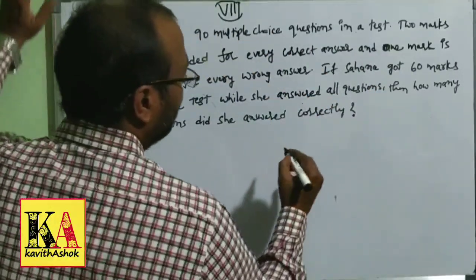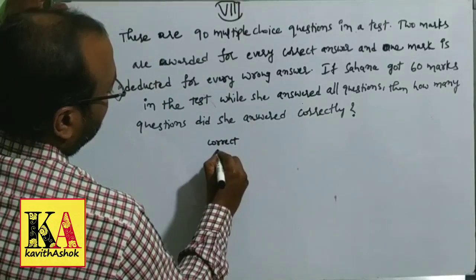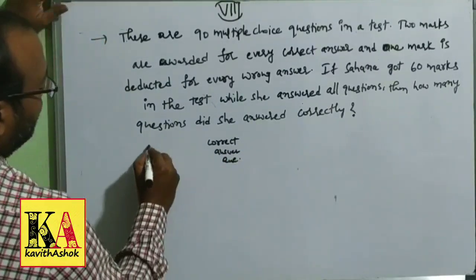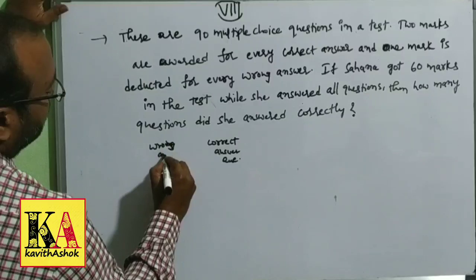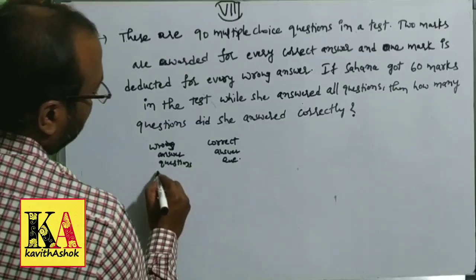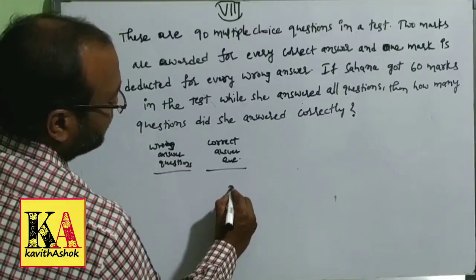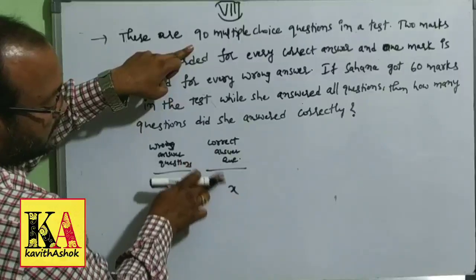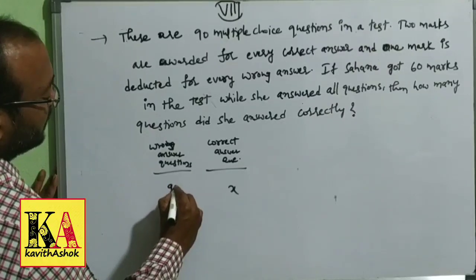So here, we'll take like this. Correct answer questions and wrong answer questions. I am dividing like this here. So how many questions she gave correct answer, I am taking that as x. Total number of questions are 90. So that's why she gave correct answers to x number of questions. Then wrong answer questions are automatically 90 minus x.